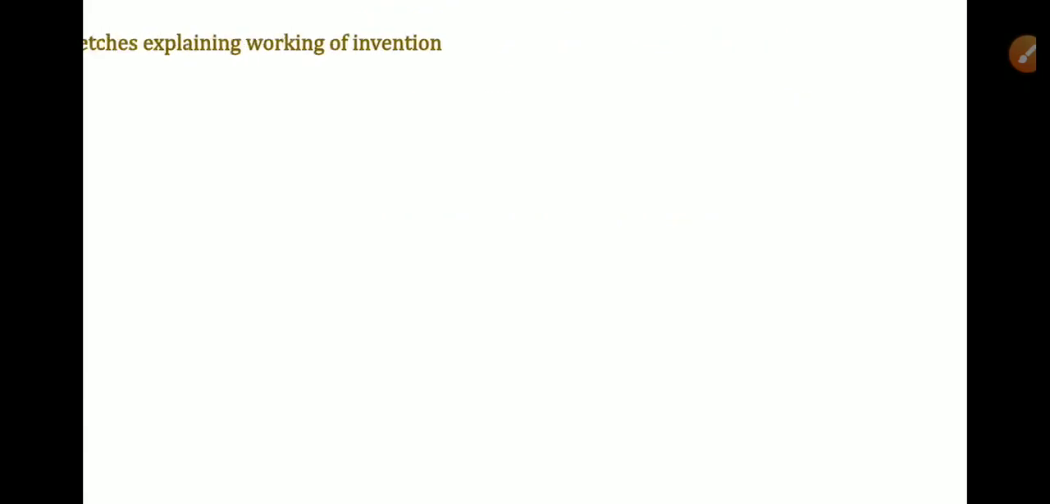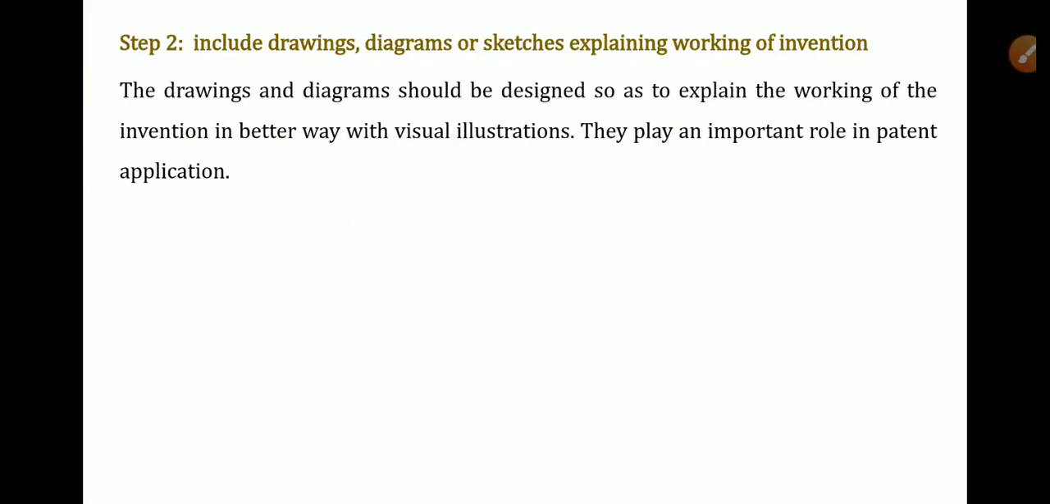And the second step includes: you have to mention the drawings, diagrams or sketches explaining the working of the invention. So in the second step, your writing should include drawings, diagrams and sketches, and those sketches should explain the working of your invention. Whatever it may be, it should be helpful to understand the working nature of your invention.